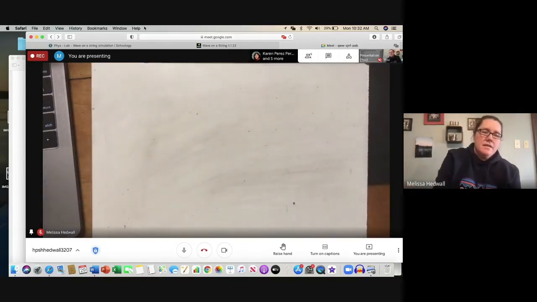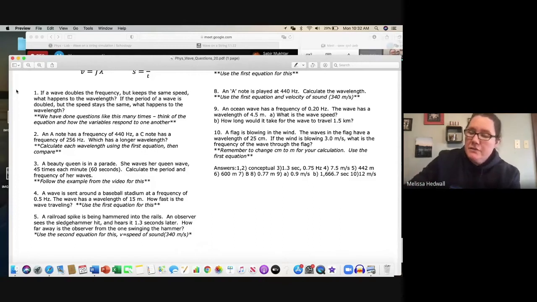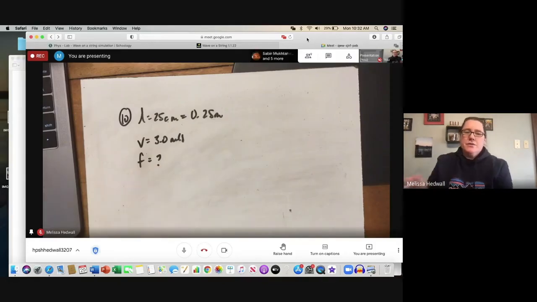Number 10 says, this one's a little bit goofy. It says a flag is blowing in the wind. The waves in the flag have a wavelength of 25 centimeters. So we'll switch that right away into 0.25 meters. And the wind is blowing at 3.0 meters per second. So v equals 3.0 meters per second. What is the frequency of the wave through the flag? The biggest thing here is making sure that you get from centimeters into meters. Other than that, the calculation is pretty straightforward.